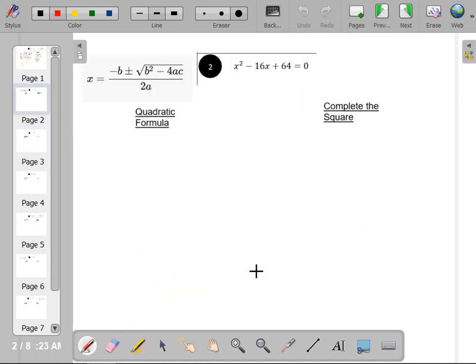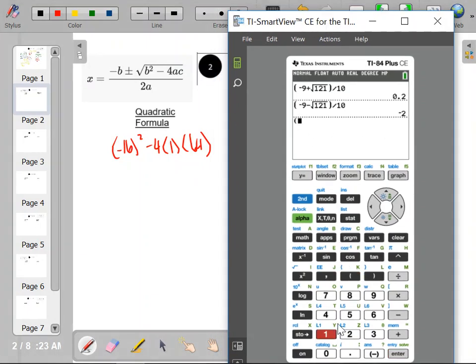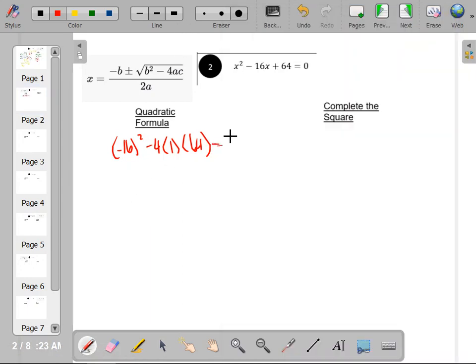Let's try another one. We'll start off with the quadratic formula and then we'll do completing the square. So for the quadratic formula, set it equal to 0. Great. Let's do the discriminant. b squared minus 4ac. That would be negative 16 squared minus 4ac. I'll use a calculator this time, to make sure I do it right. We're going to go negative 16, and it's negative if you put it in parentheses, which you're supposed to do. Minus 4 times 64, and I get 0. Okay, so the discriminant is 0.